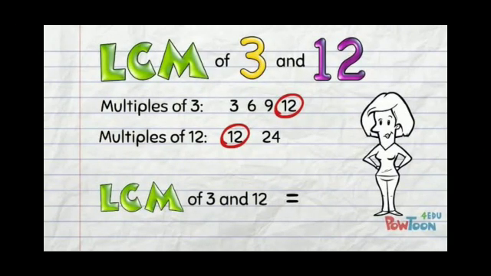So LCM of 3 and 12. Multiples of 3 are 3, 6, 9 and 12. Similarly, multiples of 12 are 12 and 24. So what is the least common multiple of 3 and 12? Yes, you got it. You are correct. That is 12. Write the multiples of 3, the multiples of 12, then find the common multiple among them which is the least or smallest. That is called LCM.